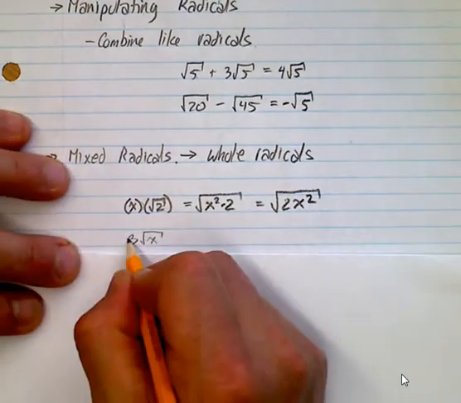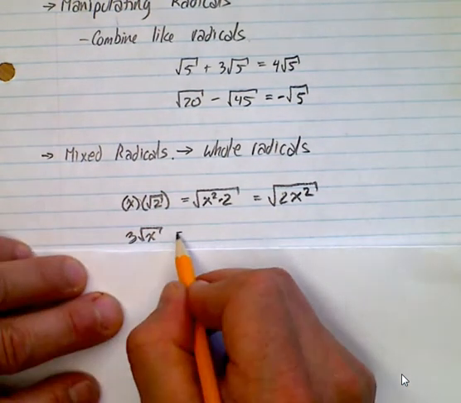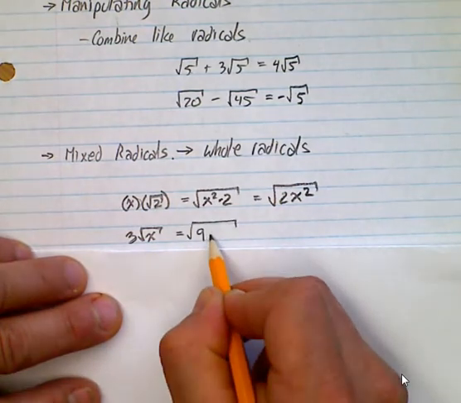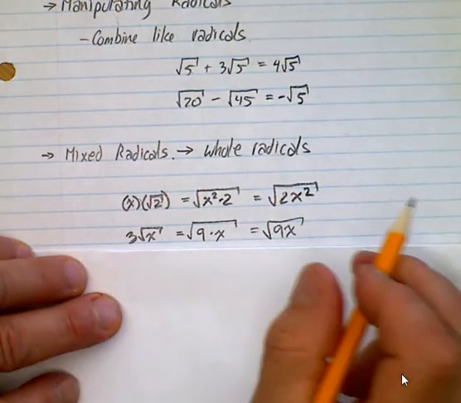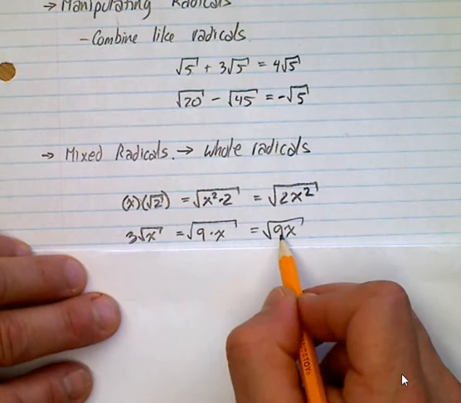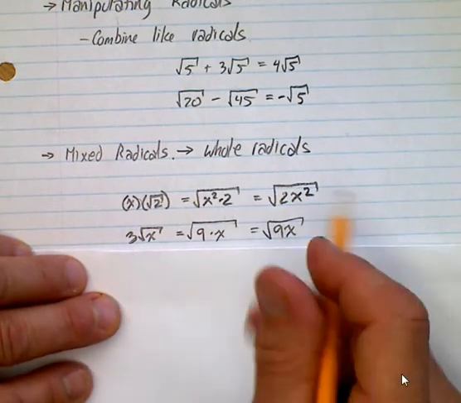We'll have a similar one here. If I have 3 root x, well, if I want to put that in there, I'm going to have to square the 3, which means I put it back in and I go 9 times x, and that's just the square root of 9x. Okay, and if you understand it, this is kind of the same as simplifying them, right? If I want to take the 9 out, I have to square root it. It becomes 3 root x. So we're going back and forth here, okay?